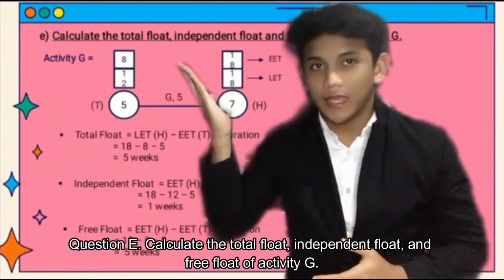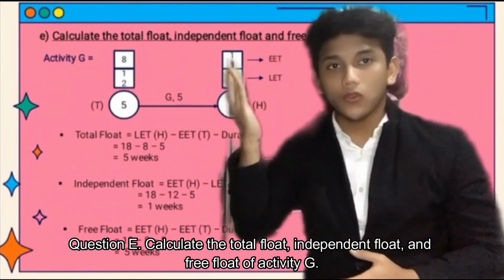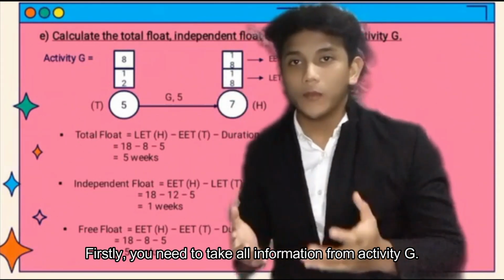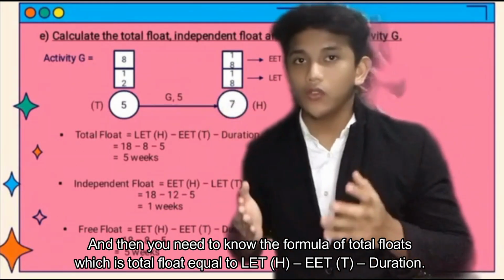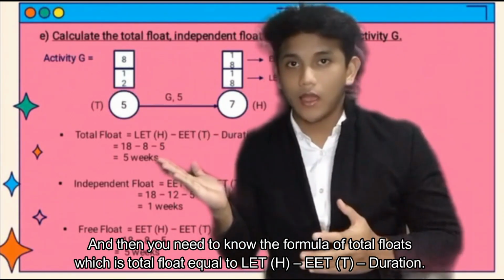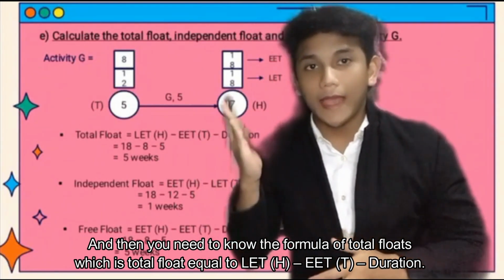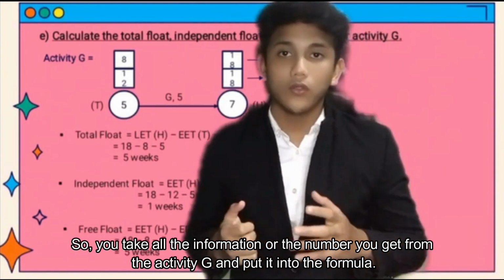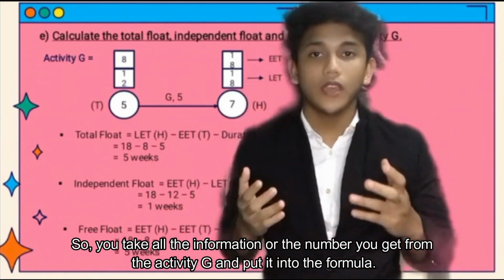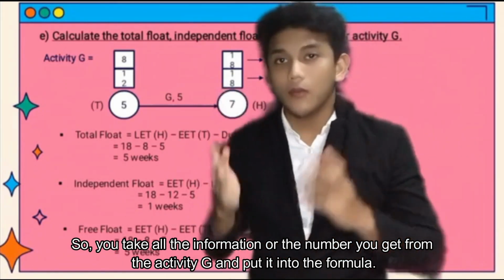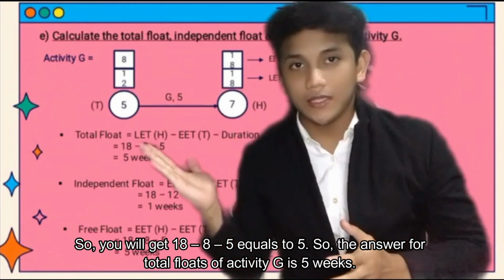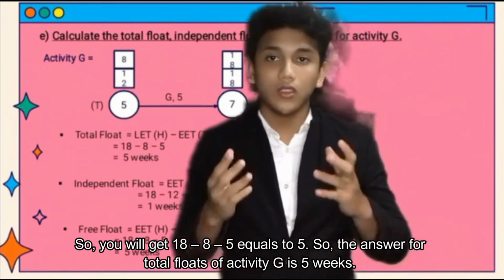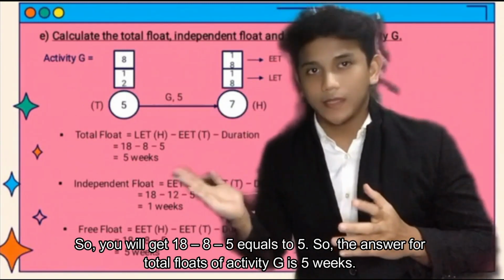Next, question E. Calculate the total float, independent float, and free float for activity G. Firstly, you need to take all the information from activity G, and then you need to know the formula of total float, which is total float equals LET of head minus EET of tail minus duration. Putting the numbers from activity G into the formula, you get 18 minus 8 minus 5 equals 5. So the answer for total float is 5 weeks.